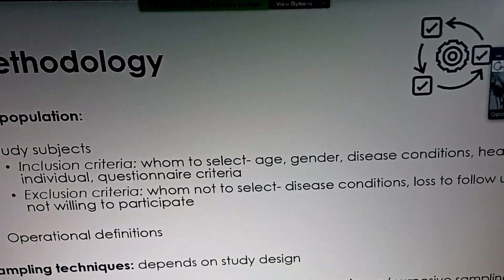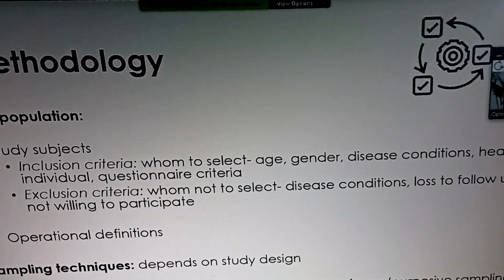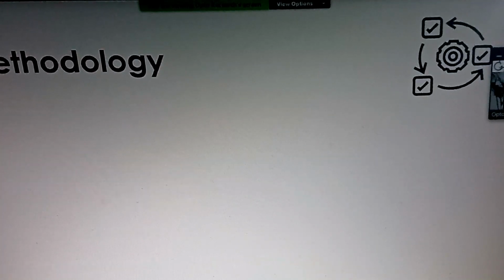And coming to the sampling technique, that depends on the study design. You can have either probability or non-probability sampling, but again it depends totally on the study design. For example, if you want to do a qualitative study, there are two options: convenience sampling and purposive sampling can be chosen. So you decide the study design and go with the sampling technique.